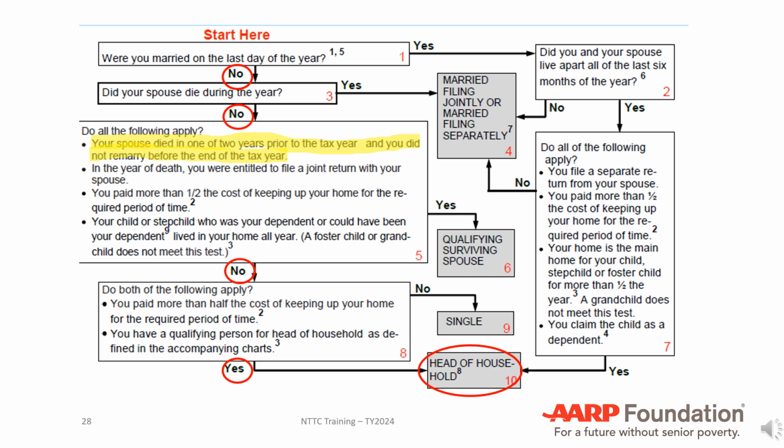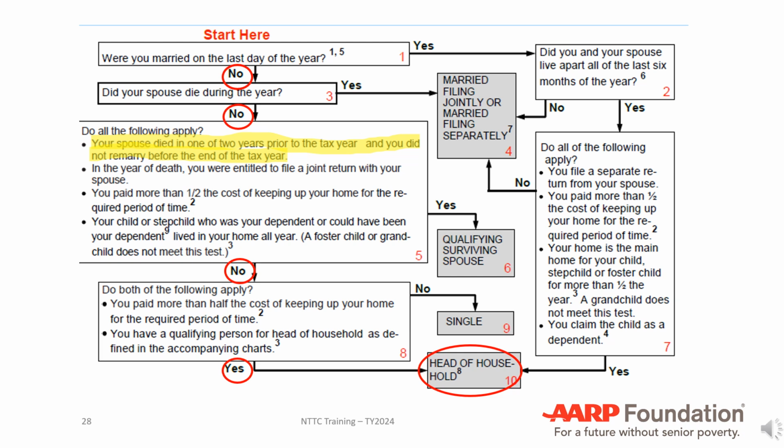So we go to block number 2, and actually the block numbers are marked in red. So we go from block 1 to block 3. Did your spouse die during the year? The answer is no, she died in 2018. So we go down to the larger block, which has 4 bullets in it. Do all of the following apply? All 4 bullets would have to apply in order for you to say yes to block number 5. Your first bullet in that block is your spouse died in one of the 2 years prior to the tax year and you did not remarry before the end of the year. And obviously that's not correct.